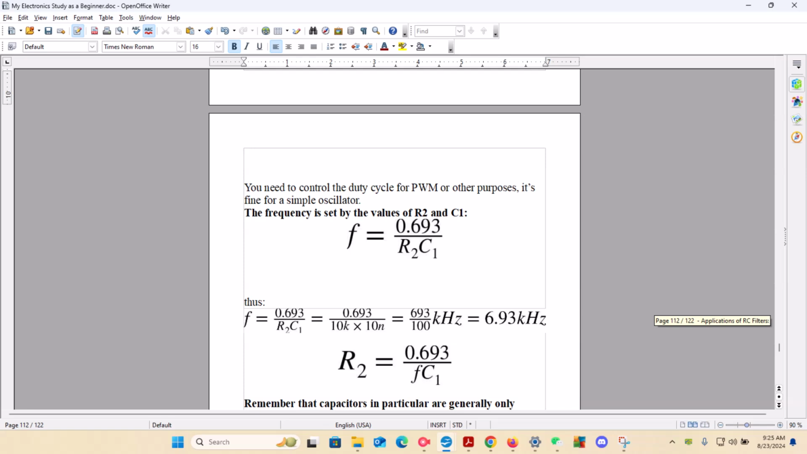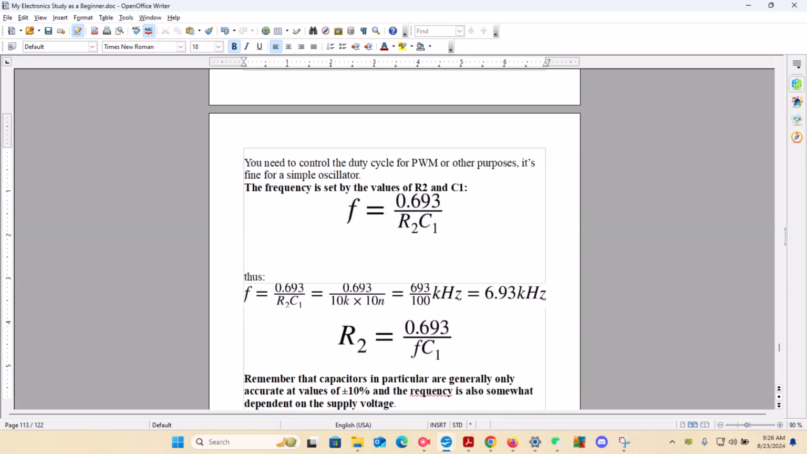Now, we've got some formulas to keep in mind. It's pretty basic, but you just have to plug in the numbers. Before you look at the formula, you need to consider what's happening. You want to control the duty cycle of the PWM or other purposes. It's for the simple oscillator like we were just talking about. The frequency is set by the values of R2 and C1, whatever those are, so you just plug in those numbers.